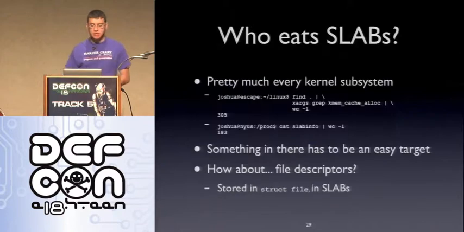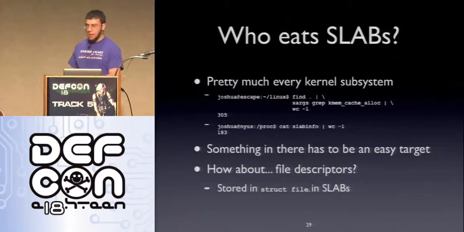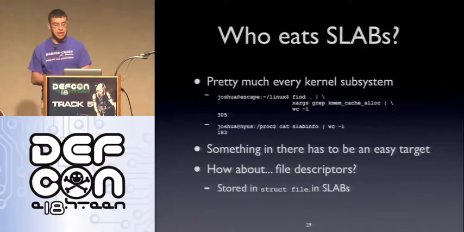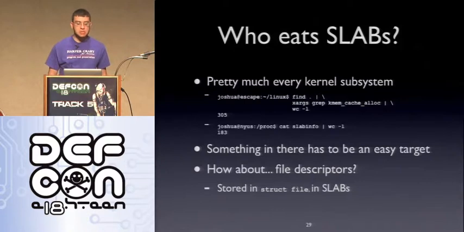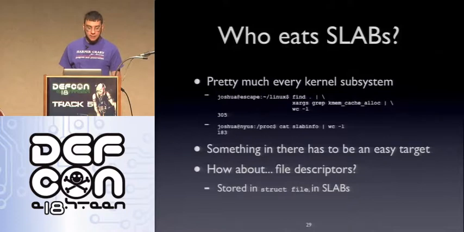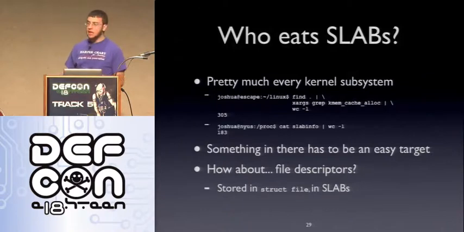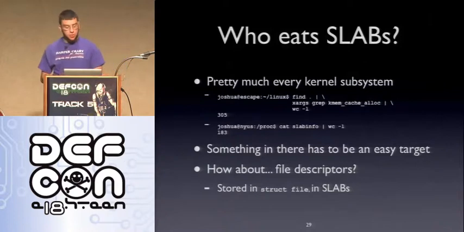All right, who uses slabs? Well, I'm not sure if you can read that text from all the way in the back, so I'll read it for you. Every kernel subsystem uses slabs. So I've done a little grep inside of the Linux kernel for every time we call the main slab entry point, kmem_cache_alloc. They call it cache alloc because they're allocating objects from a cache. So how many times does that show up? Well, there are 305 times in the Linux kernel that we call kmem_cache_alloc.